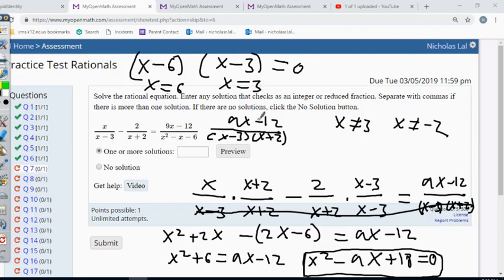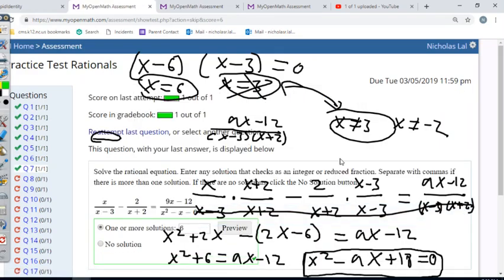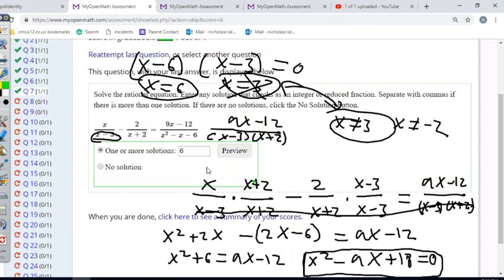But wait a minute. x minus 3 is in the denominator. So x cannot equal 3. So x equals 3 is not a solution, and the only solution is x equals 6. All right, so our solution was x equals 6, and that's it. Clear annotations.